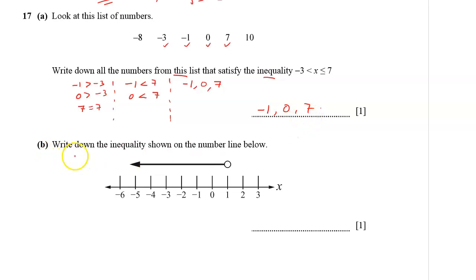Part B. Write down the inequality shown on the number line below. When the dot is not full, is not shaded, then you don't include equal to. But if this dot was shaded inside, then it can either be less than or equal to or greater than or equal to, whichever.